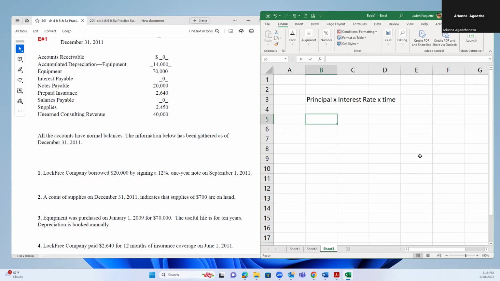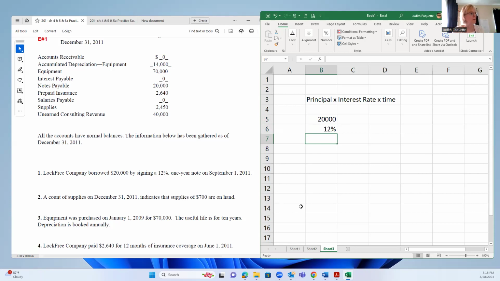20,000. So we'll put that in. And the interest rate is 12%. And now it's just a question of time. Honestly, this is the hardest part. September 1 through 30th is 1 month. October 1 through 31 is 2 months. November, the whole month, 3 months, and December, 4 months.